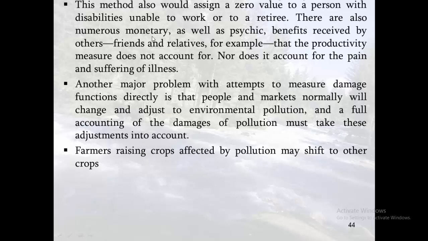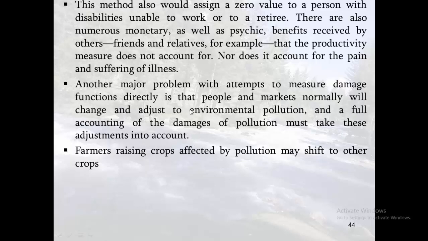There are also numerous monetary as well as physical benefits received by others, friends, and relatives, for example, that the productivity measure does not account for, nor does it account for the pain or suffering of all this. These factors are not taken into the calculation of the direct method. Another major problem with attempts to measure the damage function directly is that people and markets normally will change and adjust to environmental pollution, and a full accounting of damage estimates must take these adjustments into account.